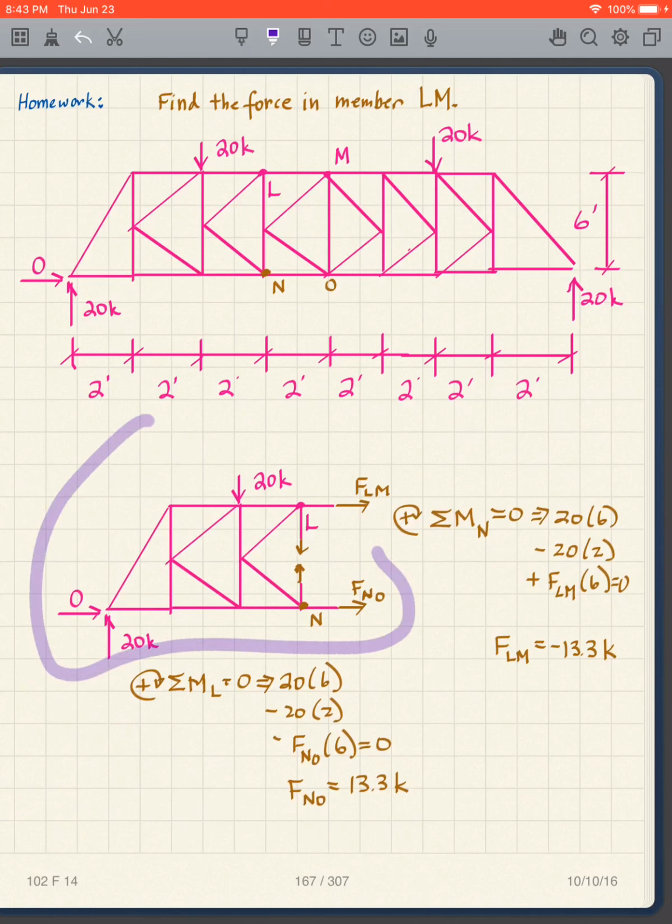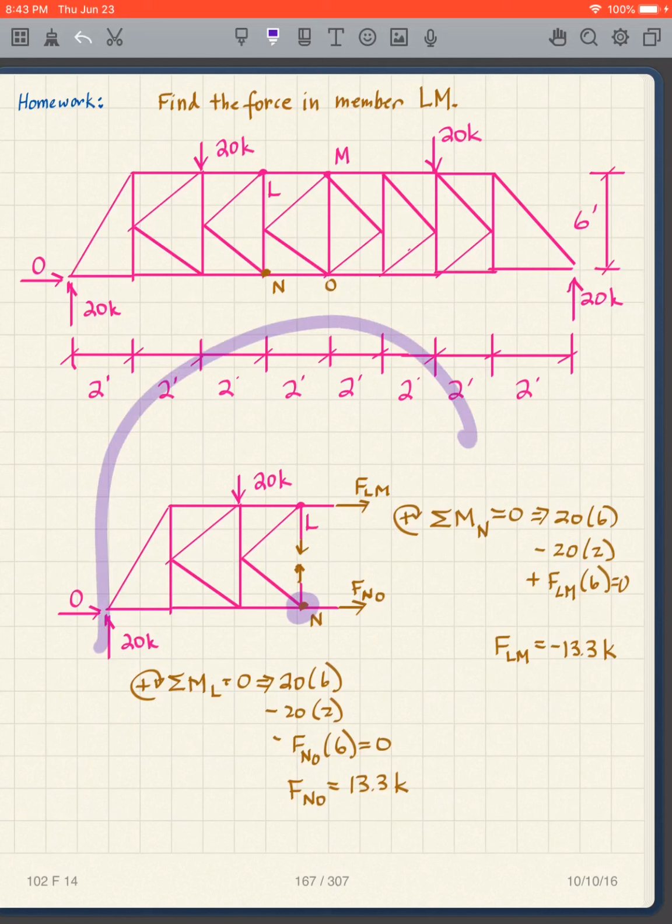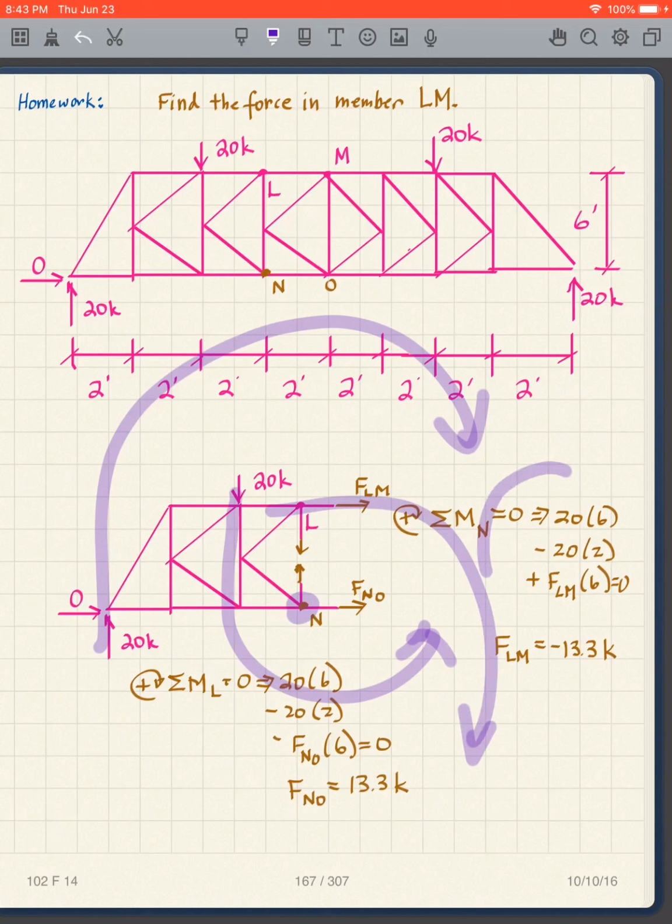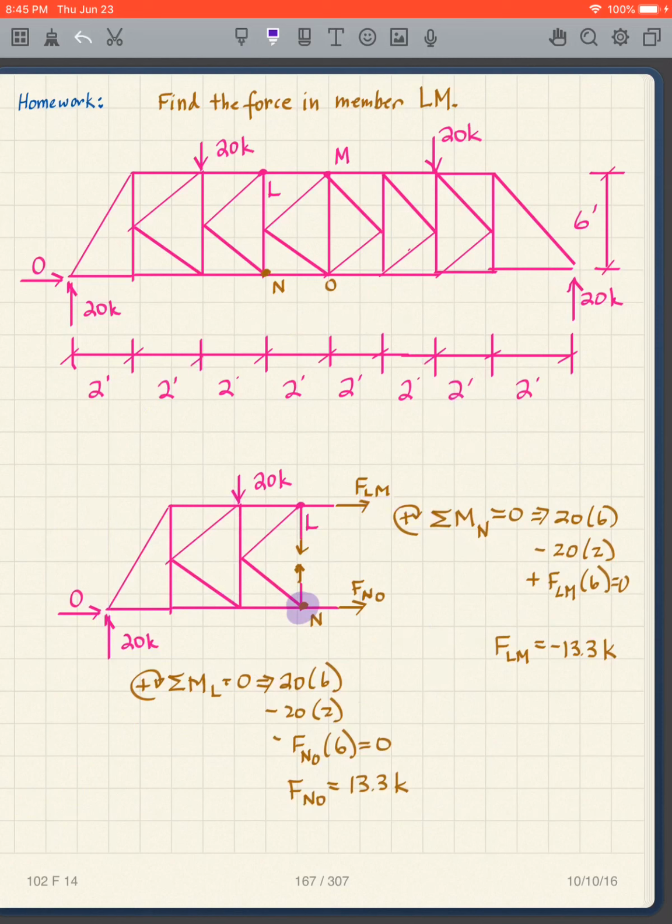So here's my free body diagram. I take moments about that point. So moments about N equals 0, and what do I have? I've got that force, and that force. So you can all see it here, and with one cut I'm able to get FLM is minus 13.3.